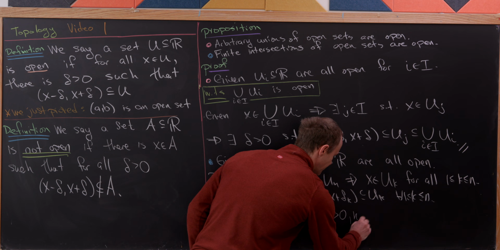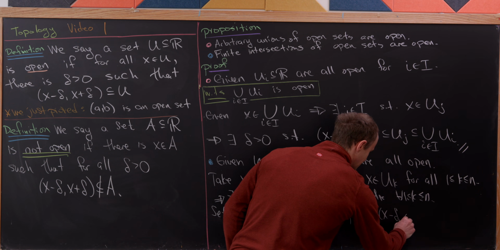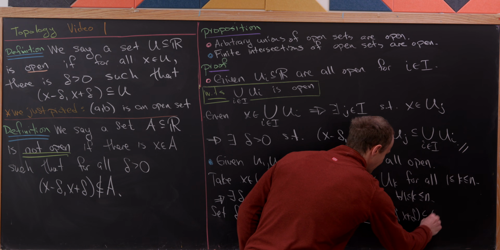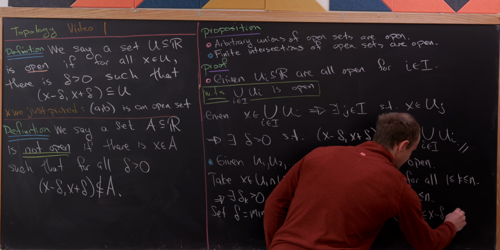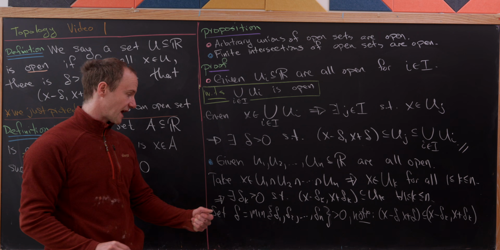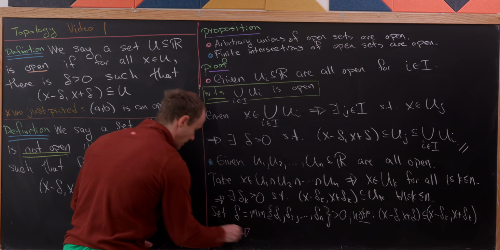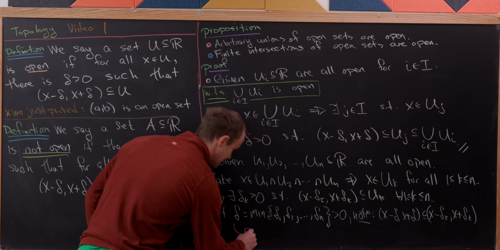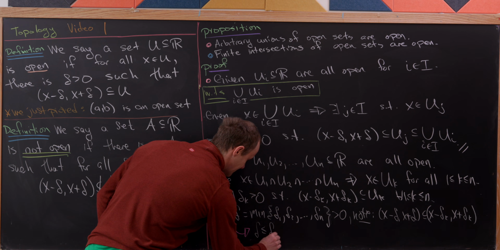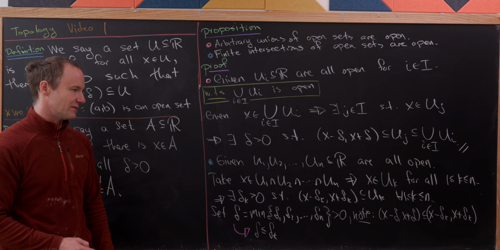And now, we can finish this off really quickly. The interval from x minus delta to x plus delta is most definitely contained in the interval from x minus delta k to x plus delta k. And that's true for all k based off the fact that building delta as the minimum means that delta is less than or equal to delta k for all k, again by the definition of the minimum.